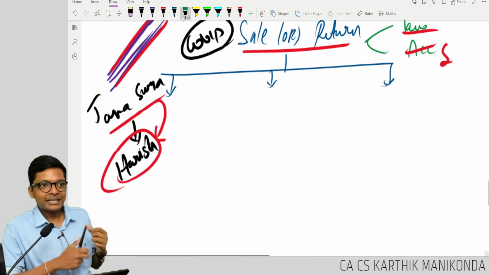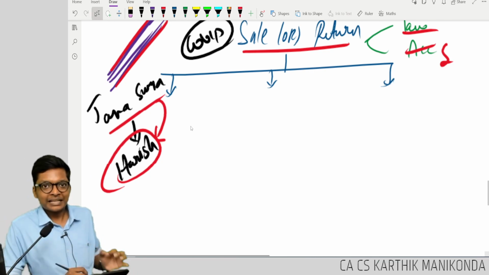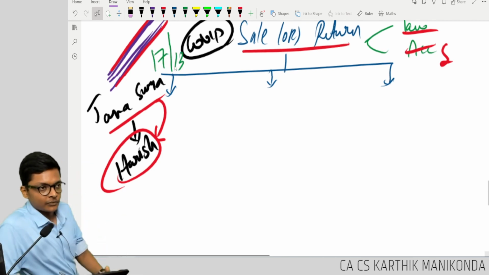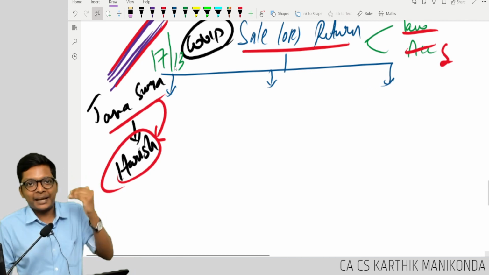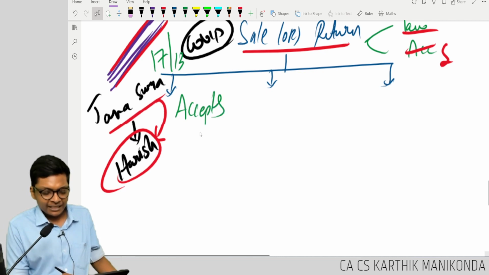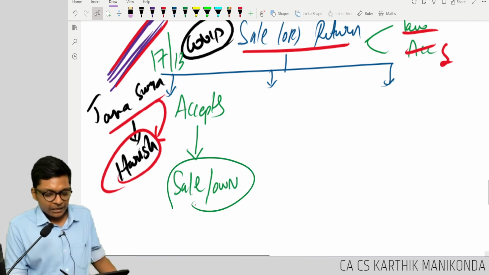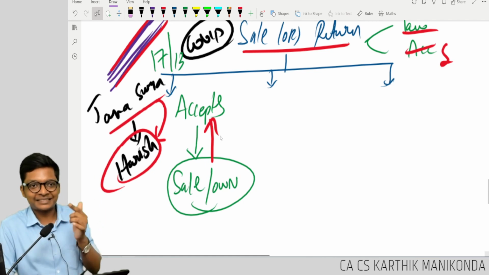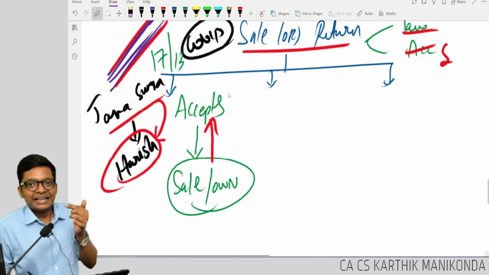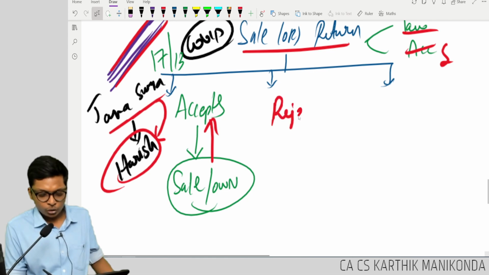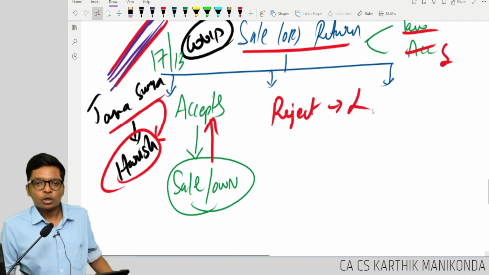Now what does Harish have to do? Of these 30 shirts, he said, I want to buy 17 shirts. He gave 13 shirts back, because in COVID time there was no shop, he sent them back by courier. So first, when goods are sent on sale or return basis, if the buyer accepts the goods, the sale is completed, and ownership is transferred only with respect to the goods that he has accepted. If he doesn't accept, the second case is rejection. So if he rejects, then ownership is not transferred.